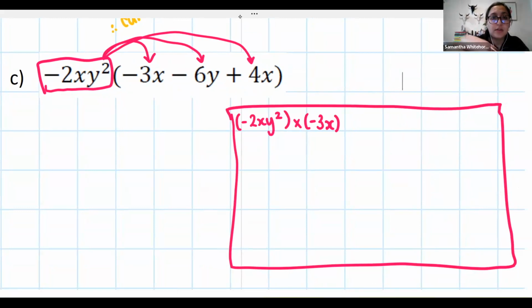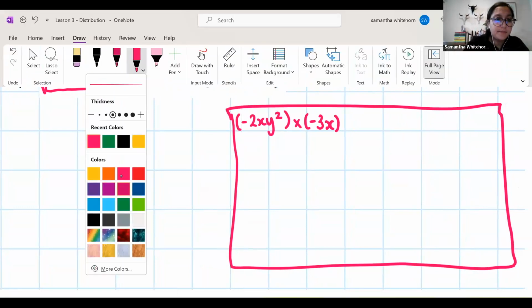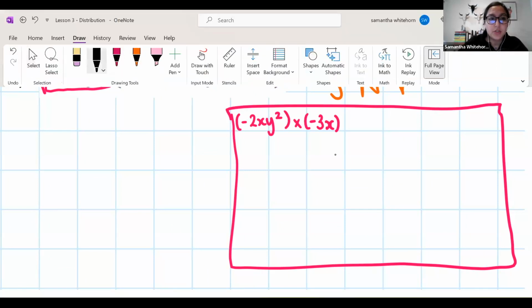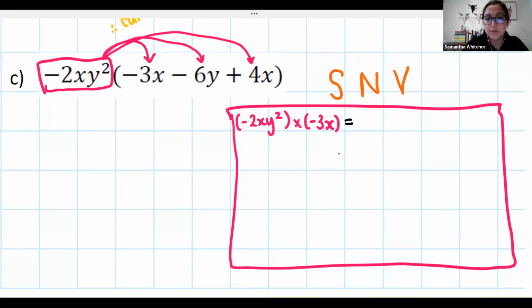And if you need, remember our SNV. If you don't know what SNV is: signs, numbers, variables. Do it in that order and you should be okay. So if we follow SNV, the first thing that we deal with is our signs. A negative times a negative is a positive. So I've dealt with my signs here. Now I move on to the numbers. 2 times 3 is therefore positive 6.